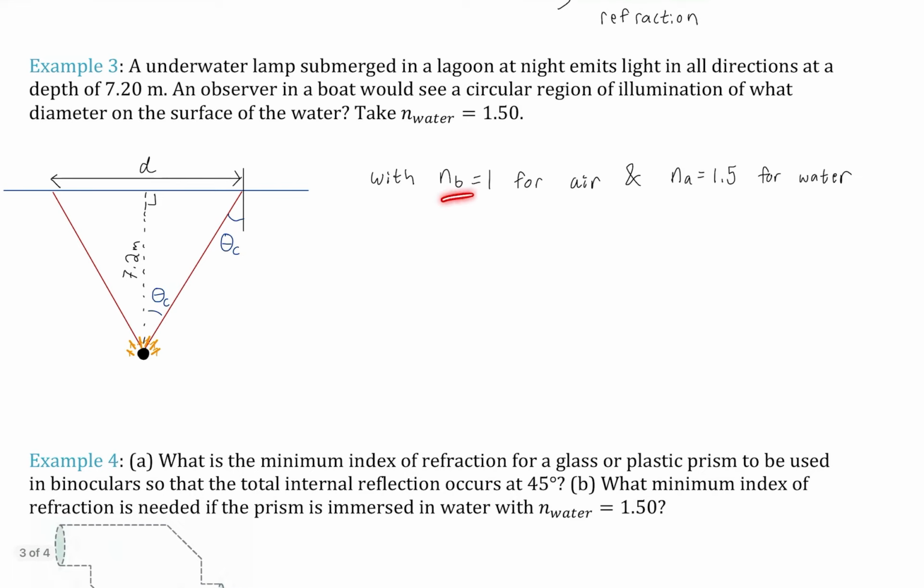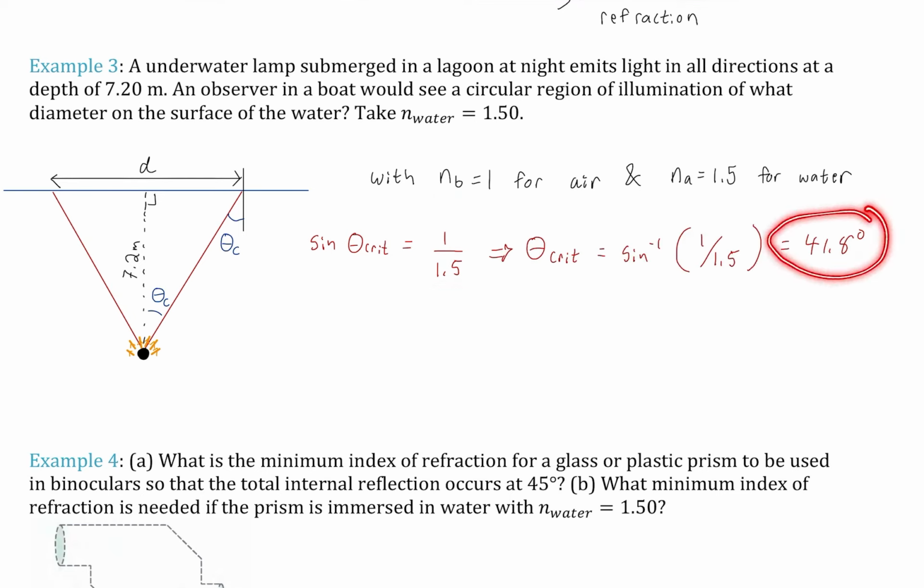So with n_B equaling 1 for air and n_A equaling 1.5 for this water, it's higher than typical water. I don't know, maybe it's extra salty or something. Then we're going to solve for the critical angle using the formula, and of course, just do our inverse sine function, and we get 41.8 degrees. All right, excellent. So that's a general result that would apply to any depth, because that's just the angular value.